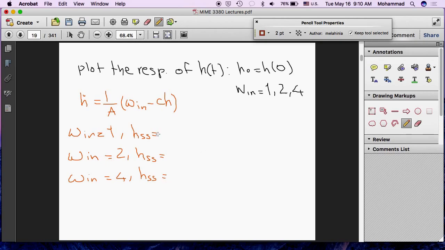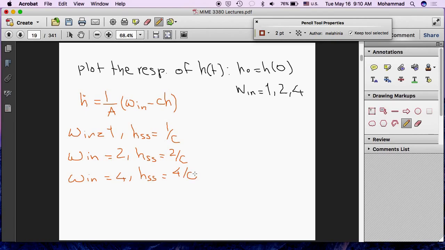H steady state is equal to, again, I'm waiting for you guys, 1 over c. As simple as that. It's 1 over c, and when wn is 2, what is the value of h steady state? Did you say 2 over c? It's 2 over c. Be louder, please. So when wn is 4, what is h steady state? 4 over c.